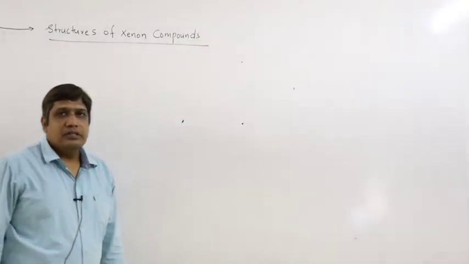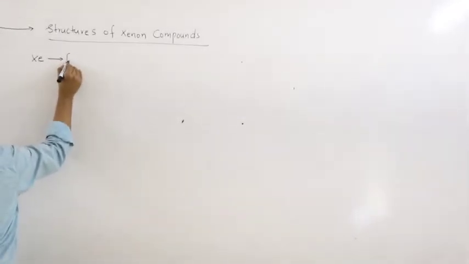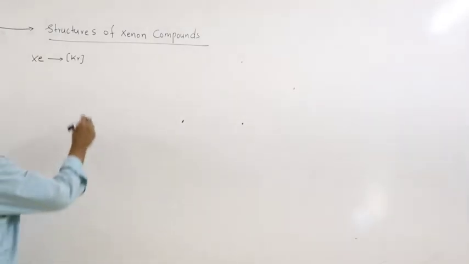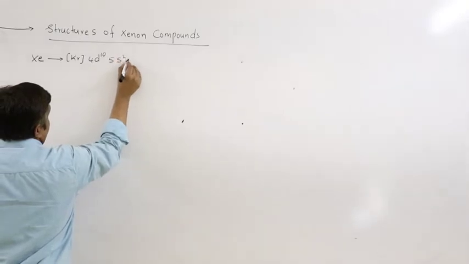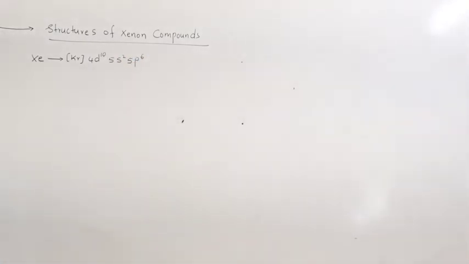Right. Xenon is the central atom. Its outer electronic configuration is: atomic number is 54, Krypton 36, 4d10, 5s2, 5p6. So the outer electronic configuration is 5s2, 5p6, 5d0.